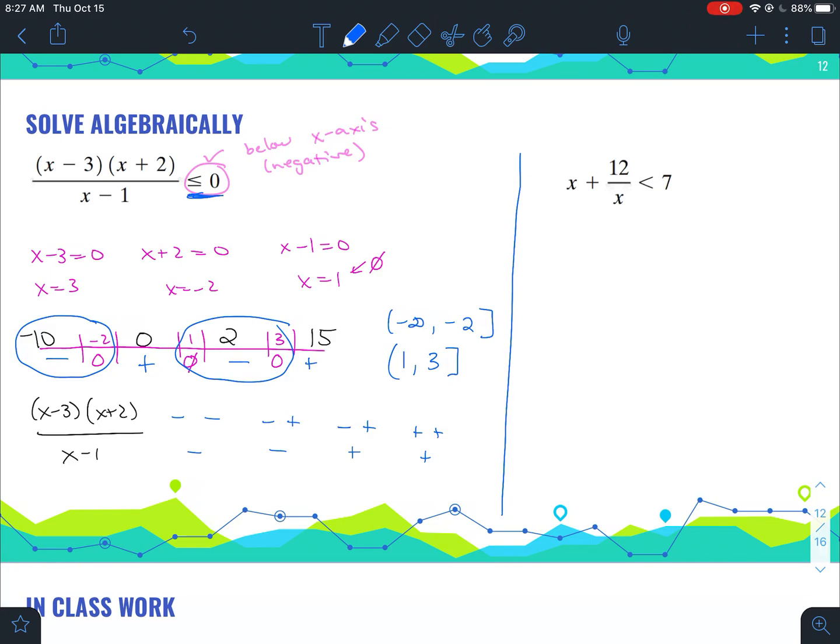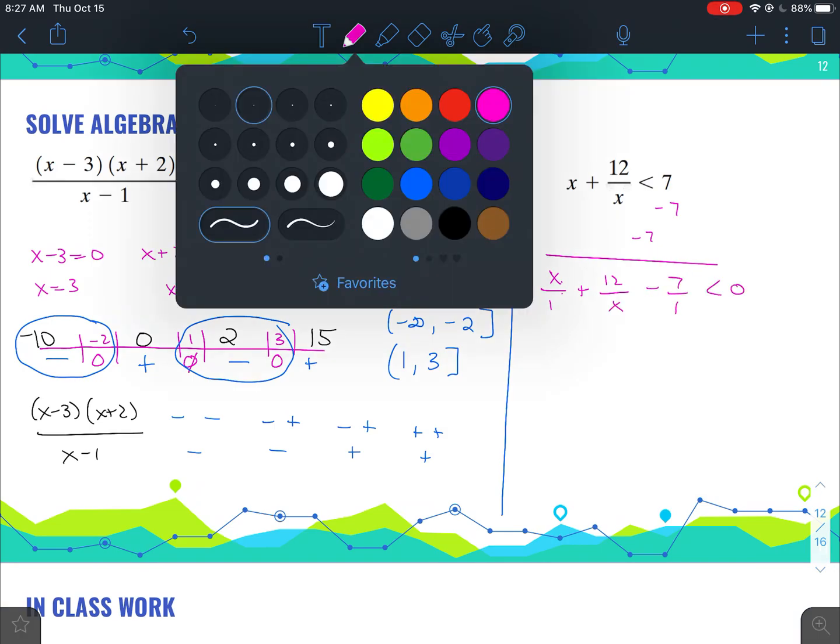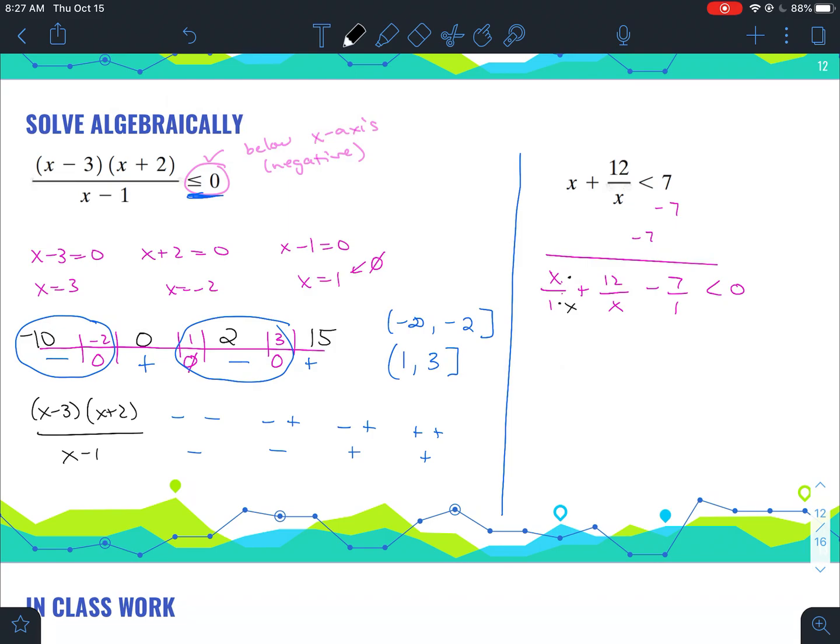All right, one more. So same thing, but we need one side equal 0, so I'm going to subtract the 7 over first. So I get x over 1 plus 12 over x minus 7 over 1 is less than 0. I need a common denominator, which is going to be x, so I'm going to multiply all of these guys by x, except for the middle one, because it already has an x. And so I get x squared minus 7x plus 12 over x is less than 0. That would factor into x minus 3, x minus 4 over x is less than 0.